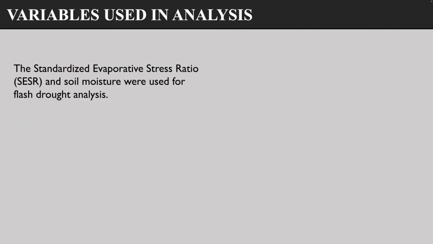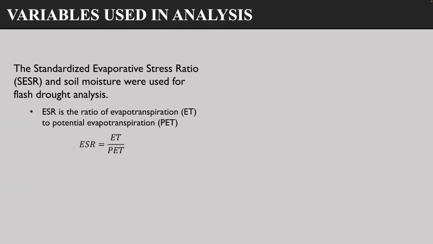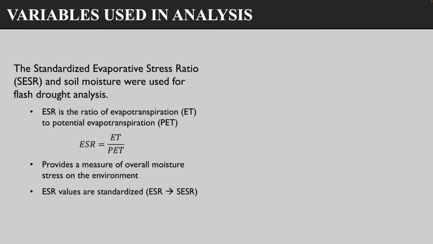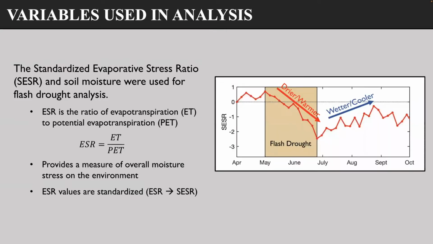So just a brief overview of the methodology used for this analysis. First of all, we use the standardized evaporative stress ratio, SESR, and soil moisture to identify flash droughts. Just as a quick summary, the evaporative stress ratio is defined as ET, or evapotranspiration, divided by PET, or potential evapotranspiration. And given this ratio, it provides an overall measure of the moisture stress on the environment. And what we do here for the study is we essentially take these ESR values and standardize them so that they're comparable across space and time.